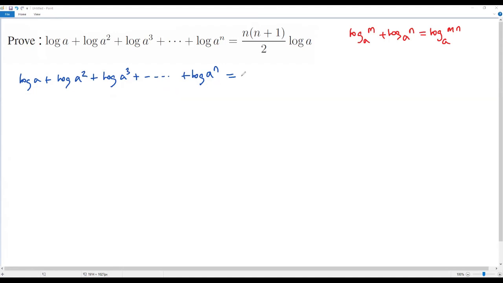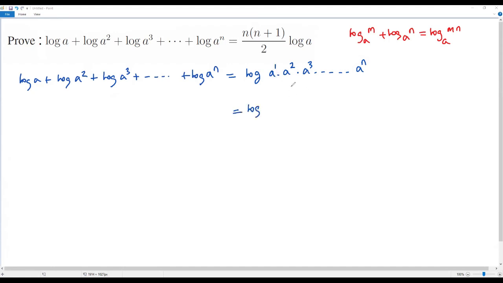Now we can use the product rule of logarithms. We take the logarithm once with whatever base we have, and we multiply the arguments over here. So we get log of a times a² times a³, and it keeps going up to aⁿ. Here we can consider this a as a to the first power, because whenever there is no exponent, we can assume the exponent is 1.